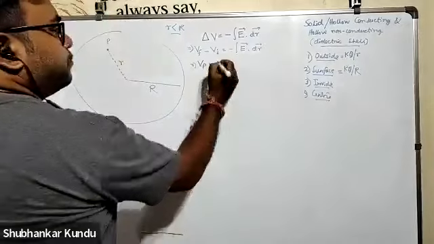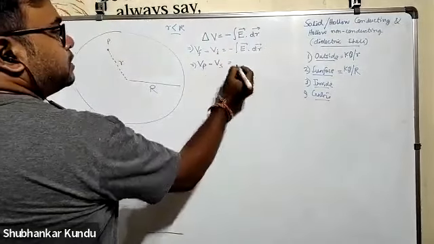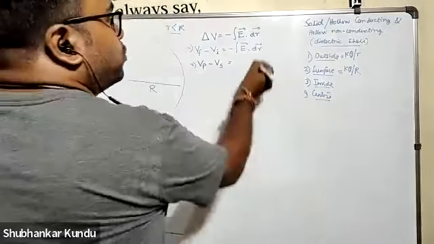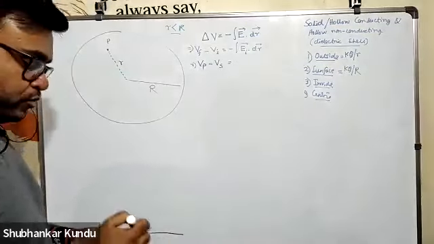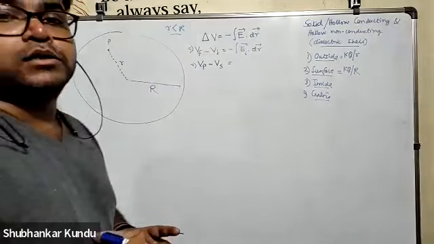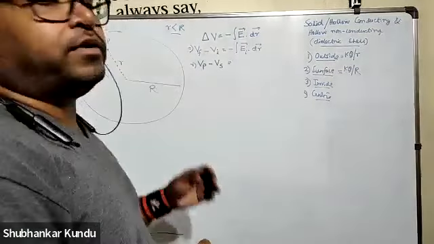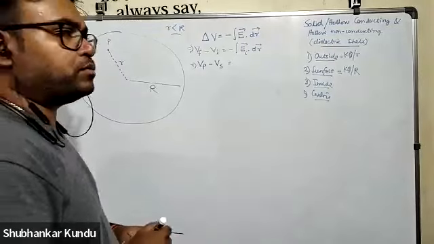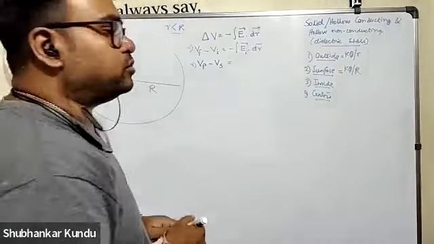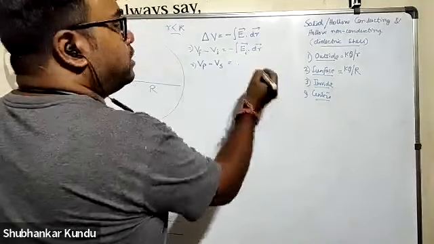Vp minus V surface is equal to minus integral E dot dr. Which electric field are we talking about? Electric field inside the sphere. Now tell me one thing: what is the electric field inside the sphere? Whether it is hollow or solid conducting, the electric field inside a conducting sphere is always 0. So 0 dot dr will give us 0.